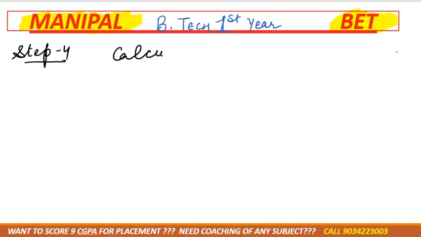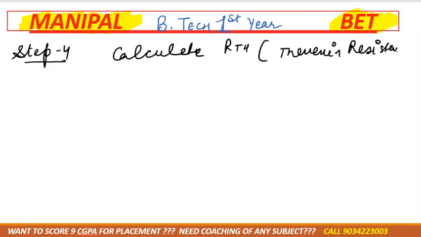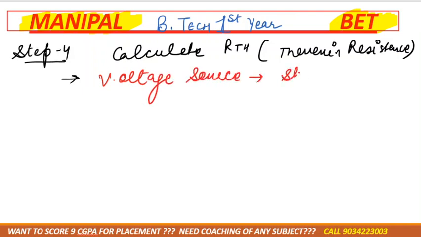Now after calculating VTH, we need to follow the next step, step number 4. We need to calculate RTH. RTH is the Thevenin resistance, or we can say RTH is equal to RAB. But for that we have to follow certain steps. What are those steps? If there is a voltage source, the voltage source must be short circuit. Voltage source is like this, a battery. Short circuit means remove the battery and place a plain wire across it.